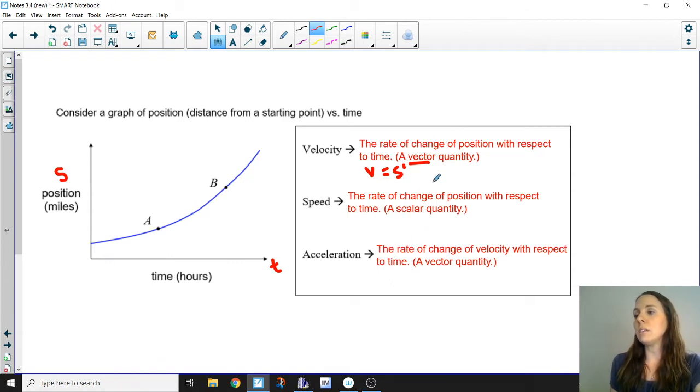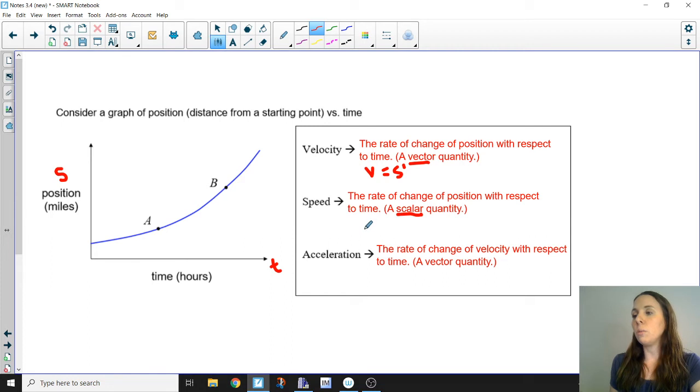Now let's take a look at the definition for speed. Aren't they the same thing, velocity and speed? It's the same definition. It's the rate of change of position with respect to time, or probably a better definition here would be the change in the distance with respect to time. Notice though, it says here, it is a scalar quantity.